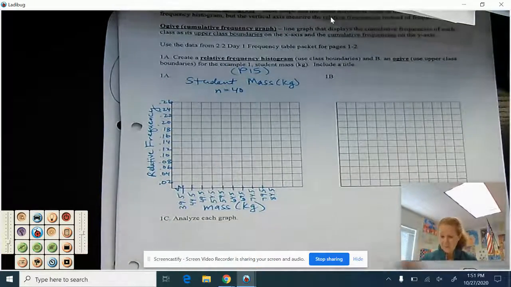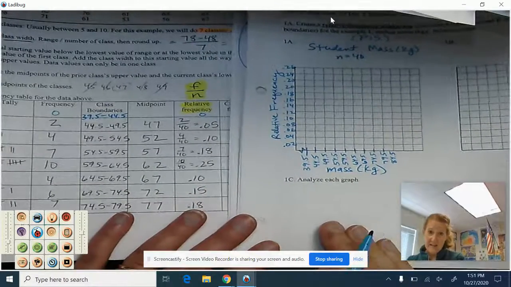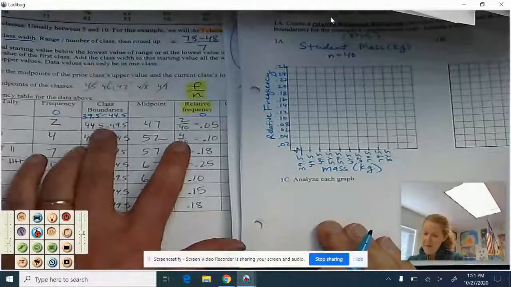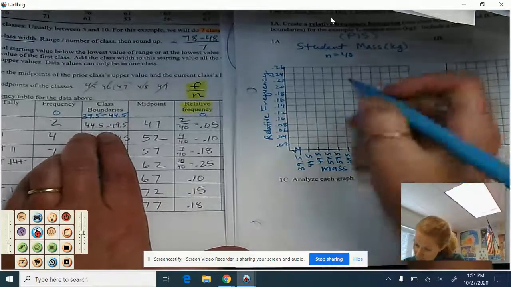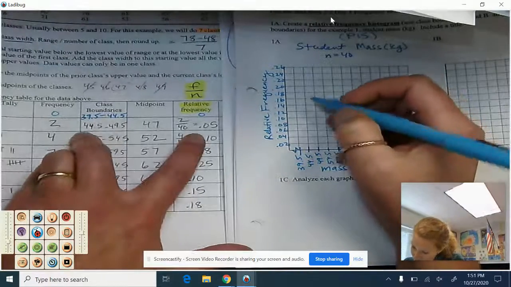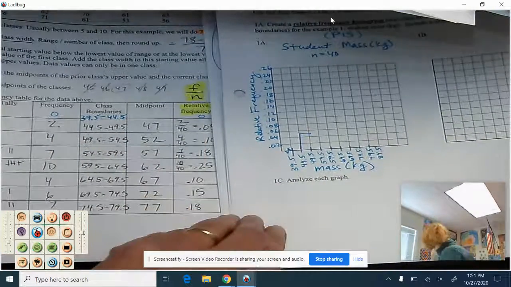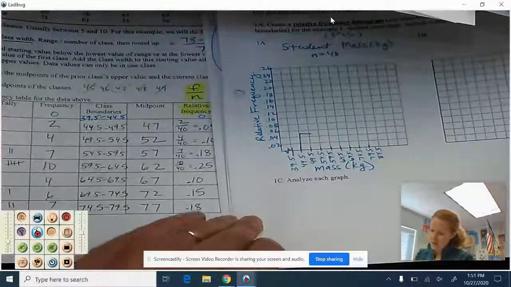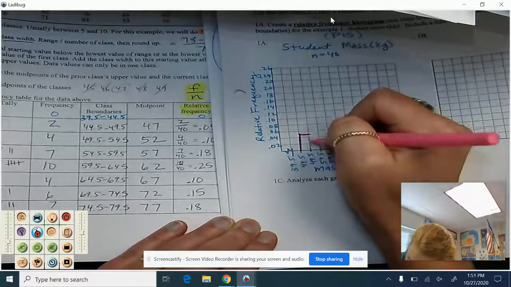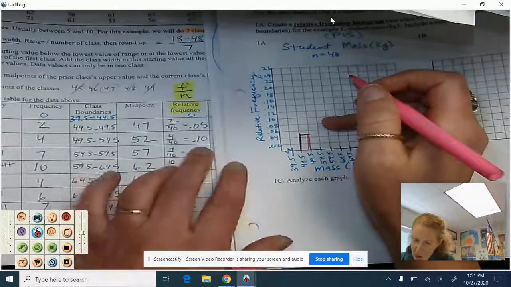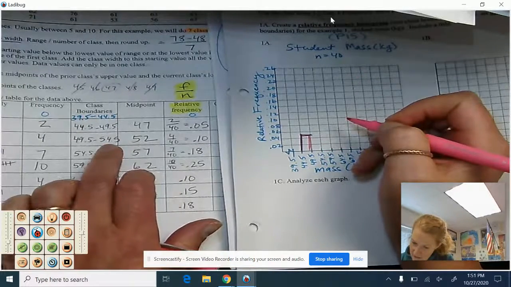Now what I'm going to be graphing is the relative frequency. My first group is 44.5 to 49.5, so that's in here, and I want to go up to 0.05. I'm going to go to a different color, so let me go to pink. I'm going to do this here. Then the next one, I have 0.10 for 49.5 to 54.5.